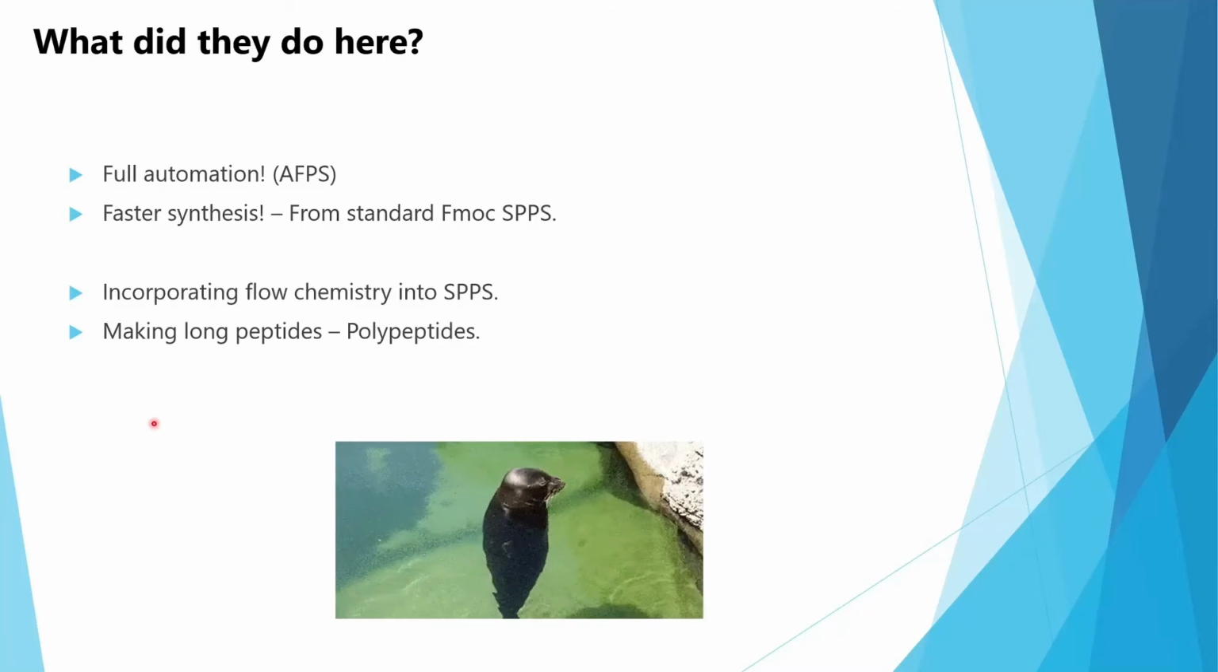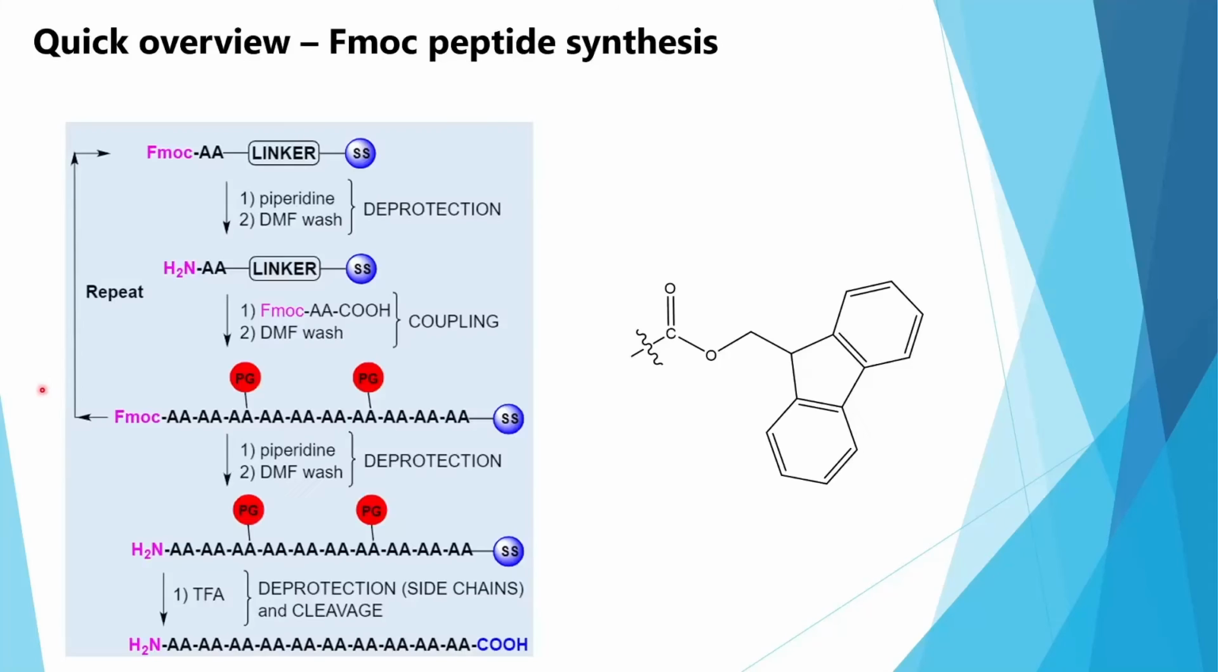Basically, fully automated peptide synthesis which led to faster reactions when compared to the standard FMOC solid phase peptide reactions. They incorporated flow chemistry techniques into solid phase peptide synthesis, and they made a bunch of varying peptides to see how useful it was. Alright, quick short glance.